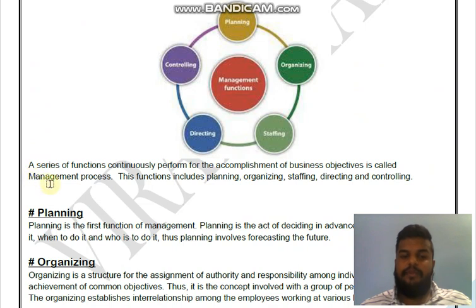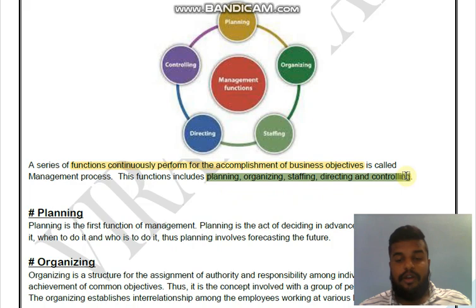Now what is a management process? A series of functions continuously performed for accomplishment of business objectives is called the management process. It starts from planning, then organizing, then staffing, directing, and ends at controlling. So these are the five most important process steps of management: planning, organizing, staffing, directing, and controlling.